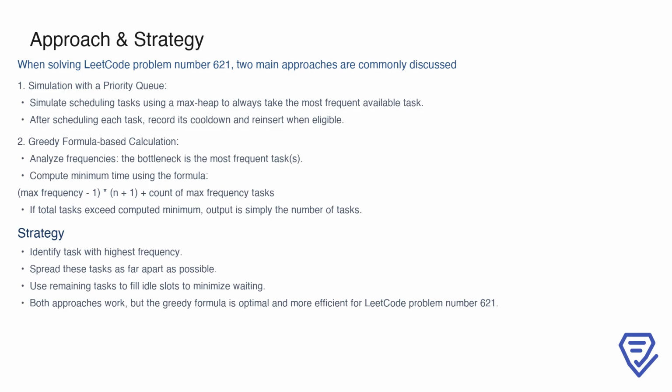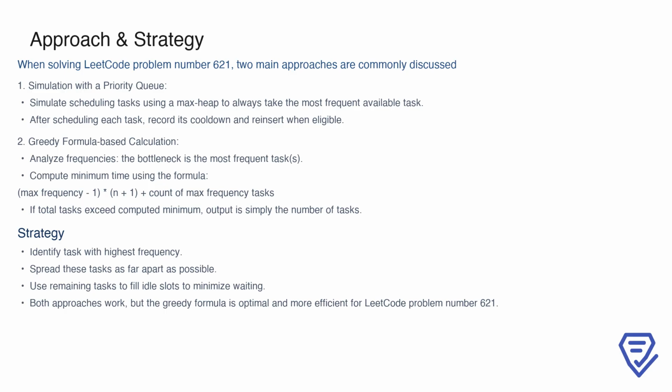When the total number of tasks is higher than the computed minimum, the output is just the task count because extra tasks fill idle slots automatically. For LeetCode Problem number 621, the greedy method is optimal and preferred for its speed and simplicity.